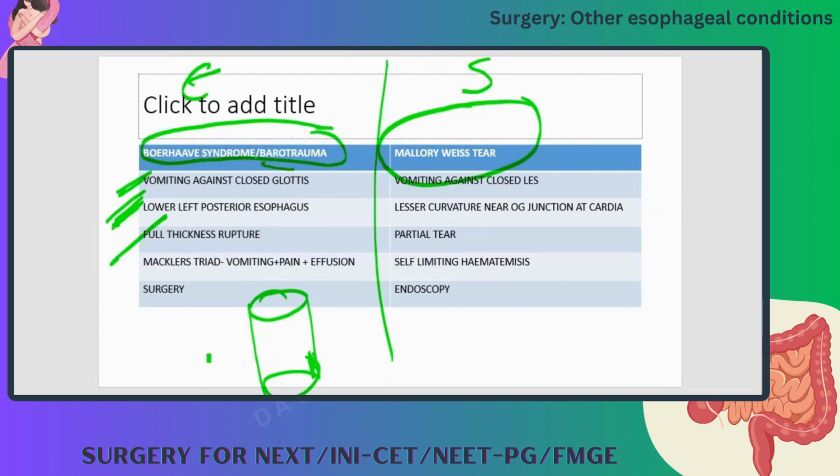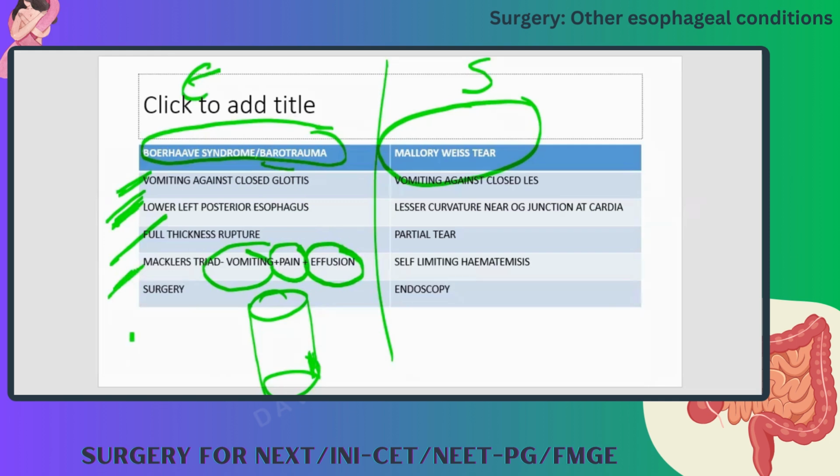If it ruptures, what will happen to the contents of the esophagus? Where will they go? Aspiration to lungs. No, before aspiration, where will they go? The esophagus ruptured here. It will go into the mediastinum. So the patient will have vomiting, pain, and effusion. Pleural effusions will be there because the contents are in the mediastinum. This triad is known as Mackler's triad.